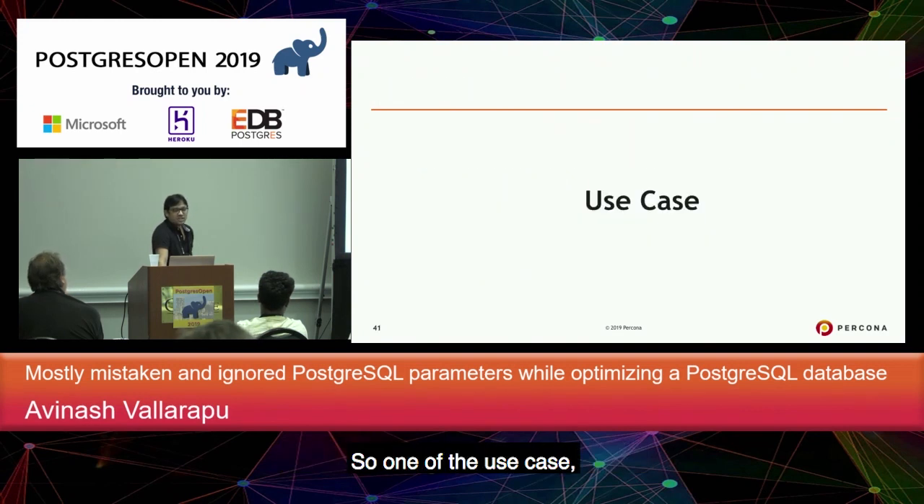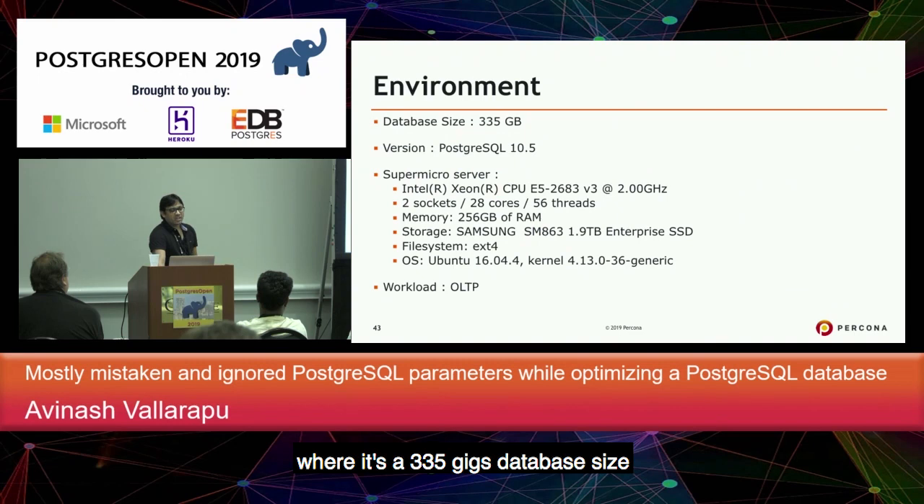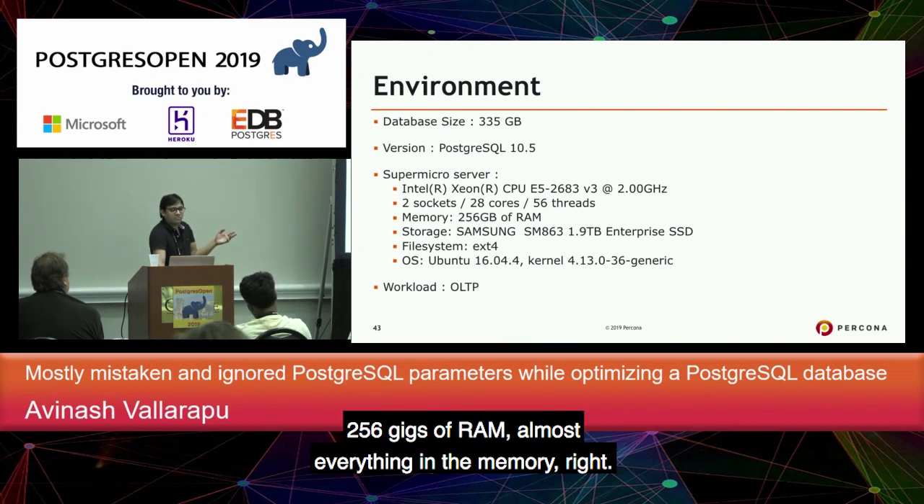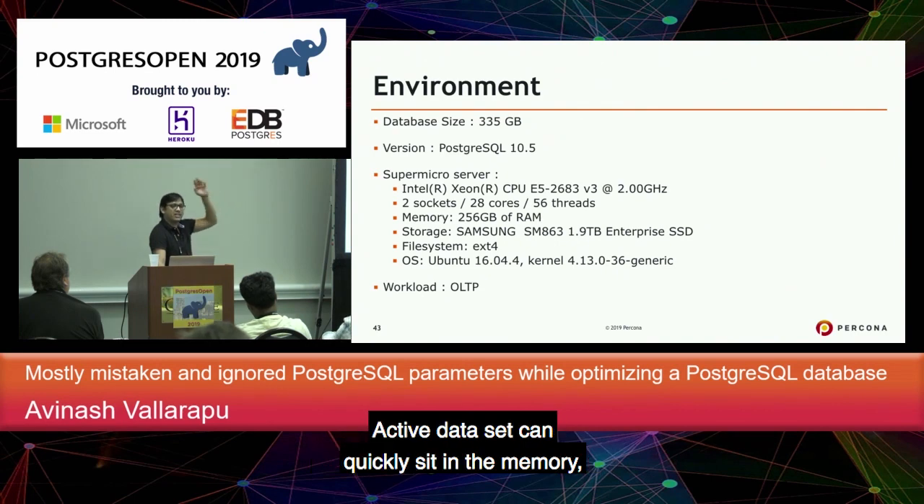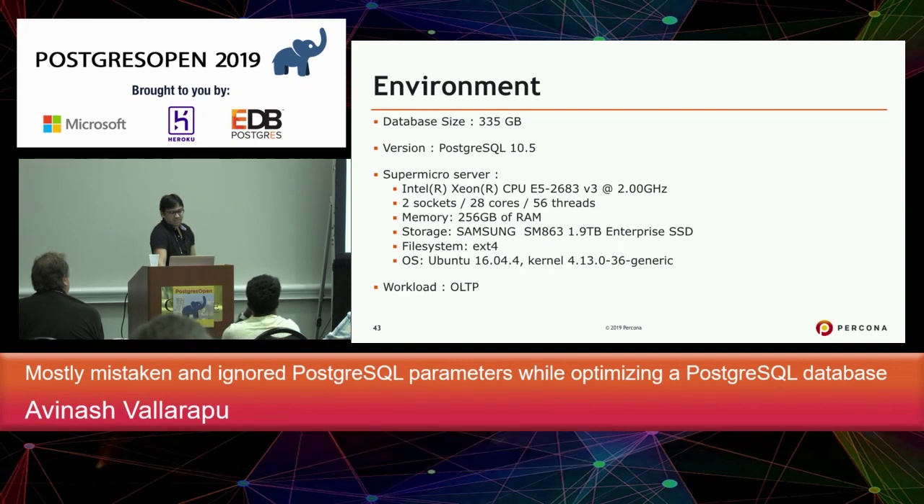So one of the use cases where we really performed the benchmark was using Sysbench. It's a multi-threaded benchmark tool. It was a 335 gigs database size on an Intel Xeon CPU with 56 threads, 256 gigs of RAM, almost everything in memory, right? The active data set can quickly sit in memory, and you have nice SSD storage on Ubuntu 16, with an OLTP type workload.